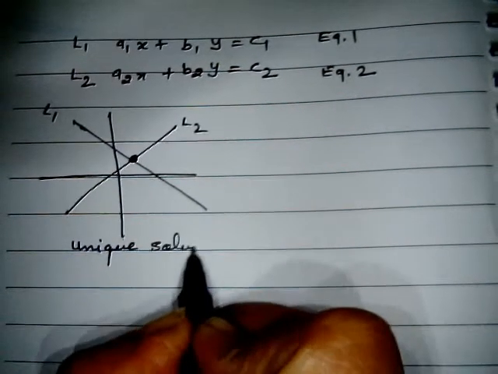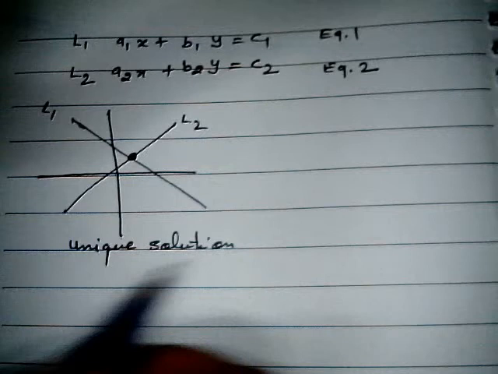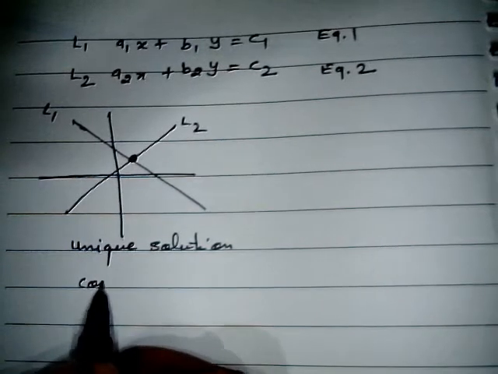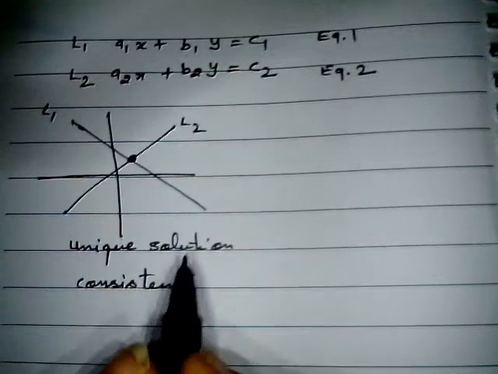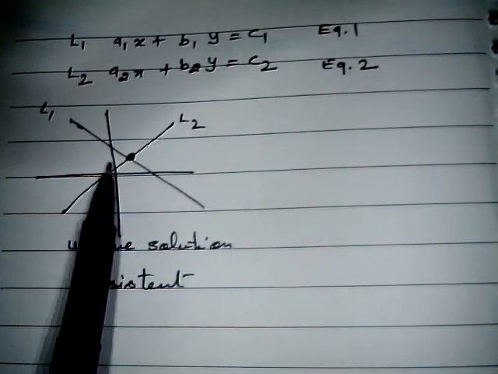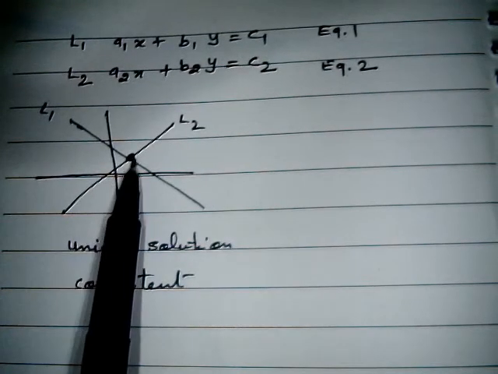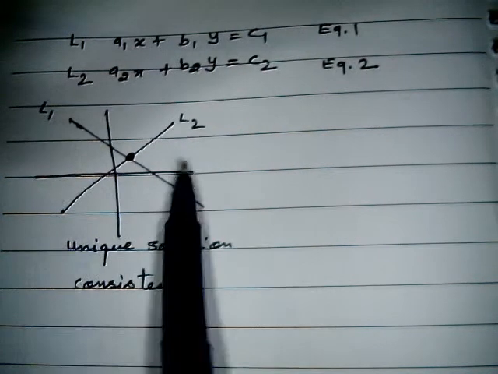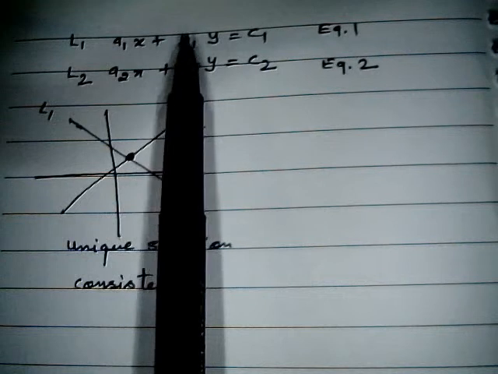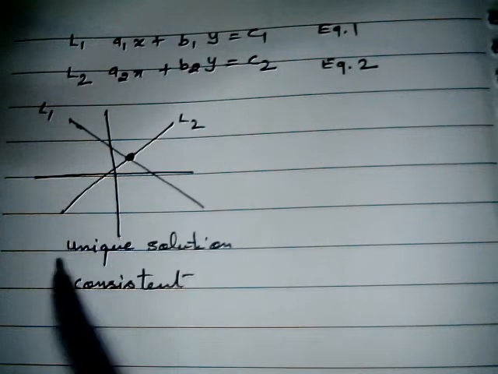And in this case the solution is consistent. This is the case when you get the unique solution. When you see this kind of graph pattern, it means the linear equations have a unique solution and the solution will be consistent.